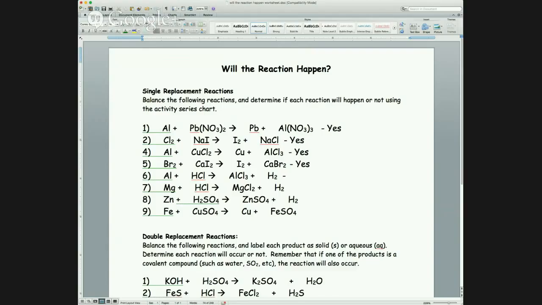The other way you can look at this is to say, okay, is the single element on the left higher than the single element on the right? Because that is the way you can identify the like equations. Like has to replace like. Aluminum and copper, both cations. Bromine and iodine, both anions. Aluminum and hydrogen, both cations. And in this case, yes, it's higher. Okay. Magnesium and hydrogen, they're both cations. The answer is yes. Zinc, we've got zinc and hydrogen over here.